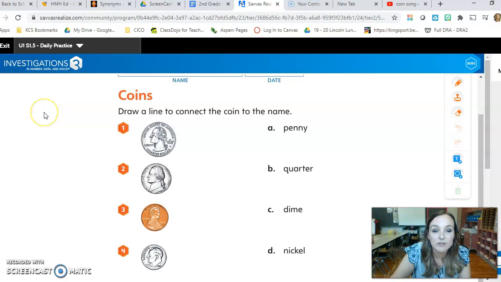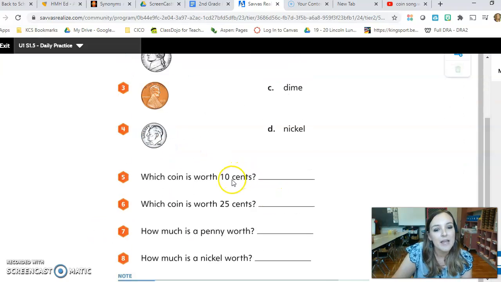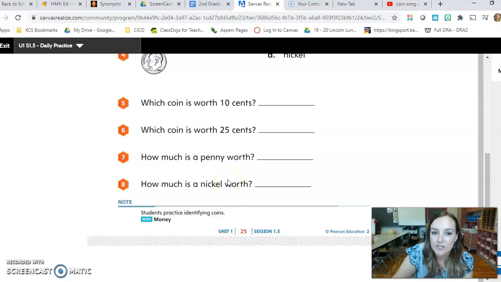And this is what it looks like. So this is your page to work on today. So the directions say, draw a line to connect the coin to the name. So you're going to match the coin that it's showing with the name of it. So you'll just draw a line across to whichever you think matches. And then at the bottom, it asks you a few questions.